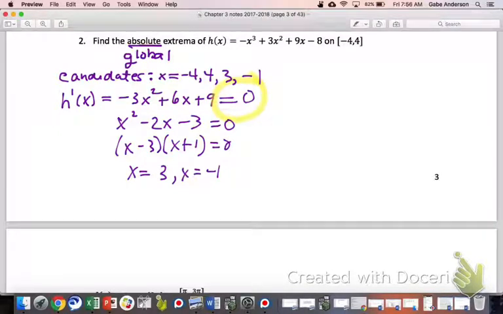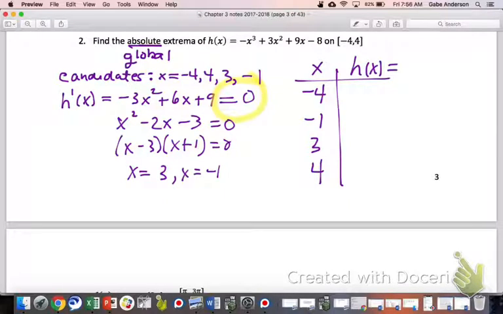So that's what I'm going to do. I'm going to come over here to the side and do a little input-output. So my candidates are in order, negative 4, negative 1, 3, and 4. My outputs will be h of x equals y. So I'm looking for the highest y value and the lowest y value for my max and my min. So let's get busy doing a little plug and chug, input and output. I'll take answers from you. We are plugging into h of x, right? Because we're trying to find out what is the highest y value, what is the lowest y value.